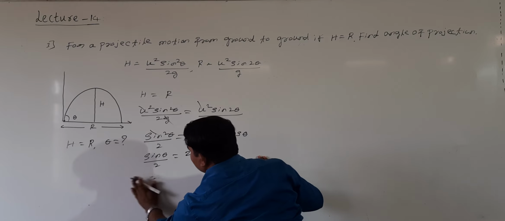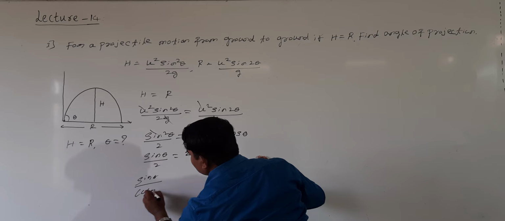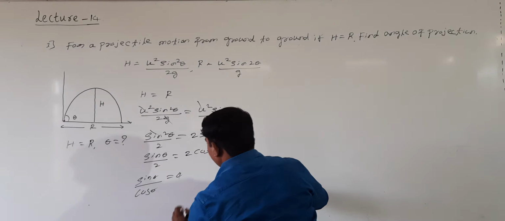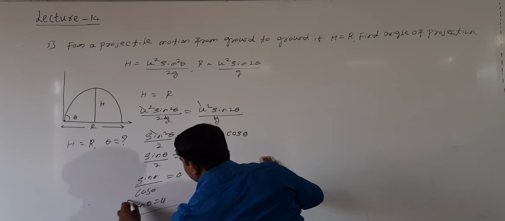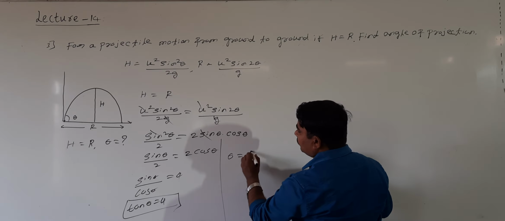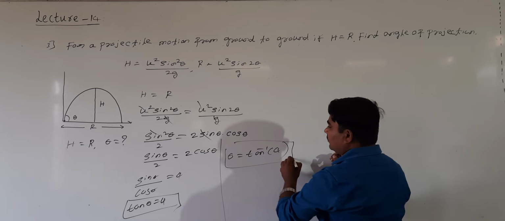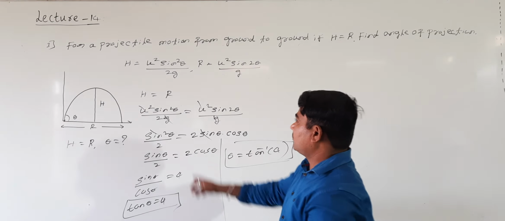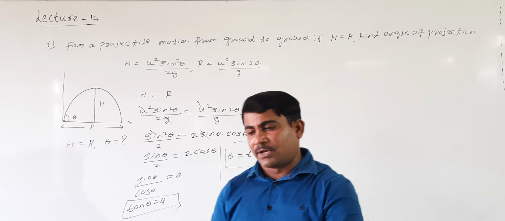What is tan theta? Shall I take one more step here? Sin theta divided by cos theta equal to 4. What is tan theta from this? Tan theta equal to 4. Theta equal to tan inverse of 4. By theta equal to tan inverse of 4, h is equal to r. This is the solution for this numerical. Again copy this, we will see one more numerical.